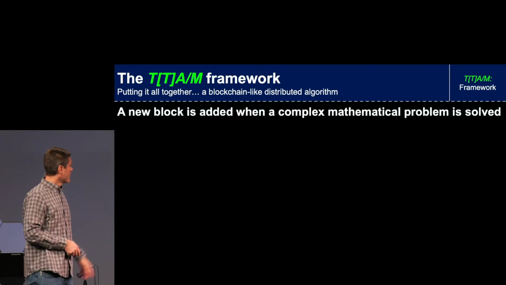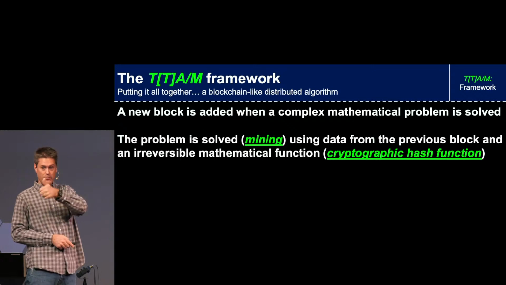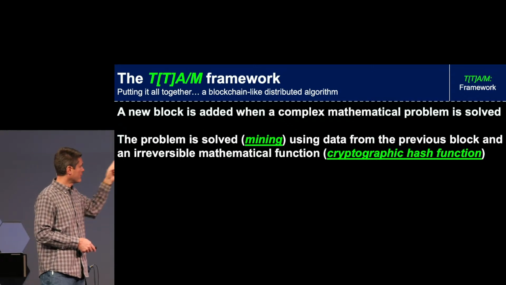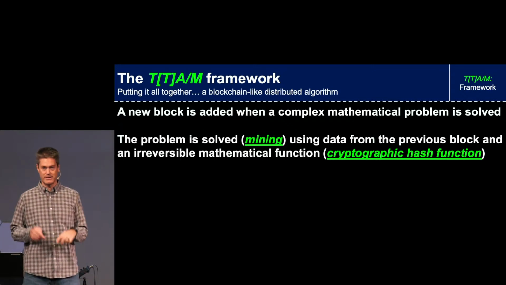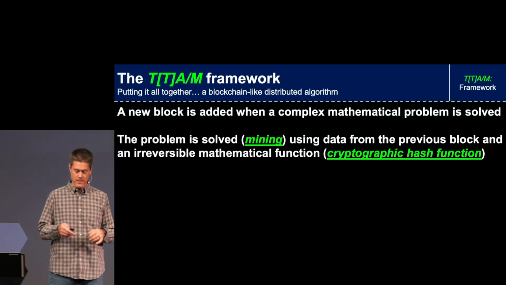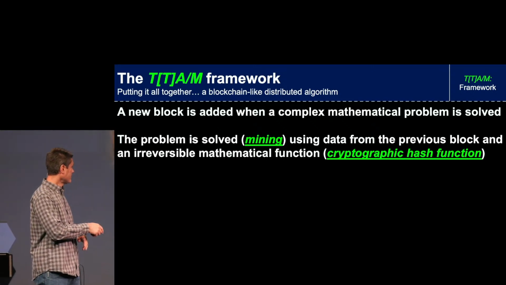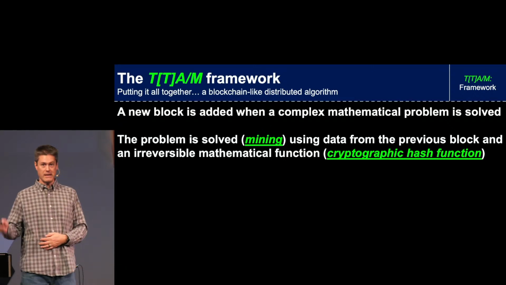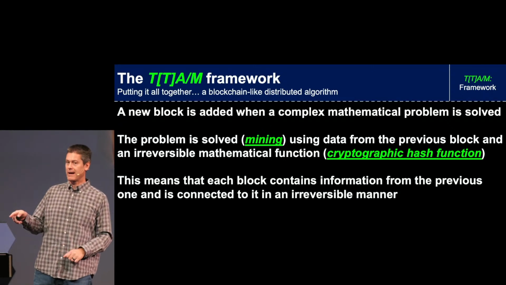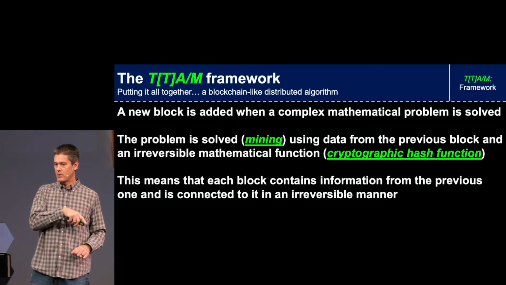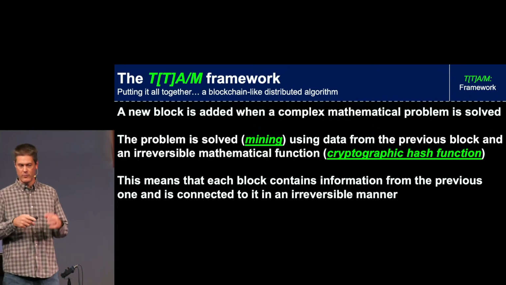So how does that work? They mine it using data from the previous block and an irreversible mathematical function. It's a cryptographic hash function, is what it's called. So that means that each block has information from the previous block, and it's connected to that block in an irreversible manner because of the way the math works.